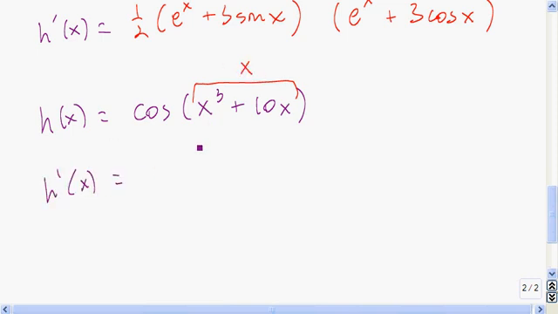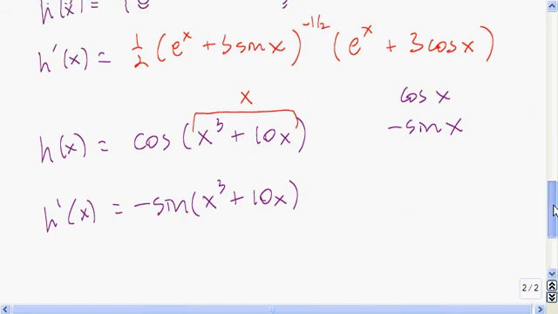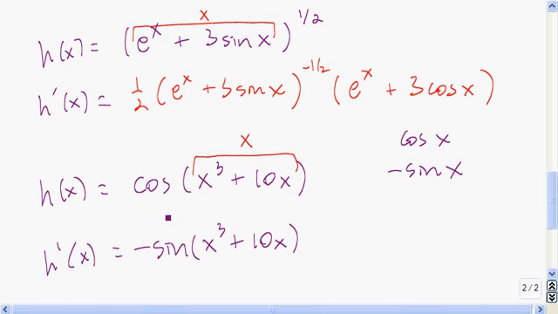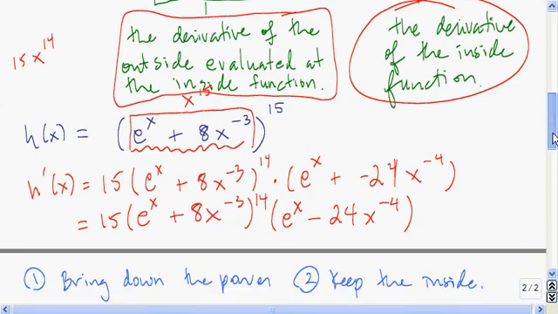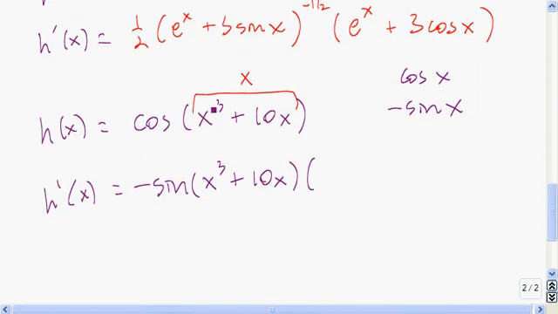So then we pretend like we're differentiating cosine of x, and we know that the derivative of cosine of x is negative sine of x. Okay, so we have the negative sign, but we're not differentiating cosine of x. We're differentiating cosine of x cubed plus 10x. So rather than having negative sine of x, we have negative sine of the inside. And then we need to take that, so this is the derivative of the outside evaluated at the inside, times the derivative of the inside function. So now times the derivative of x cubed plus 10x. So it's going to be 3x squared plus 10.